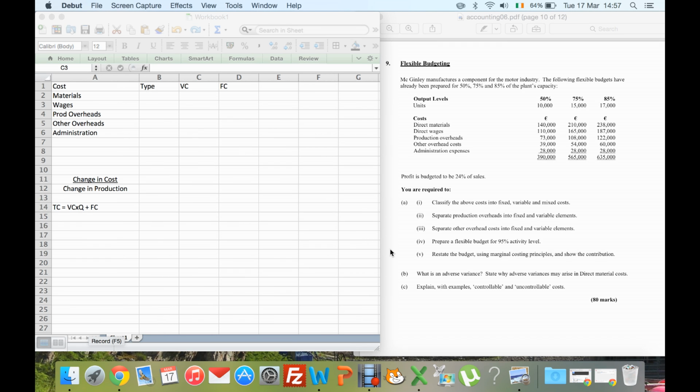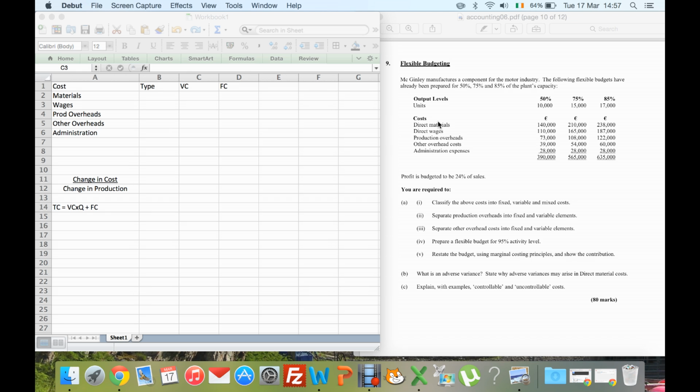Okay, so this is flexible budgeting from the 2006 paper. We've laid out the names of our basic costs, and we're going to work out our type. We need to separate them into the variable and fixed elements so we can decide which type they are. Two formulas: one is the change in cost, the other is the change in production. For example, I would assume that direct materials is going to be fully variable.